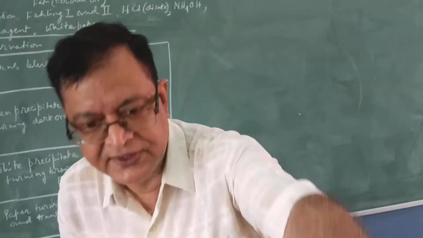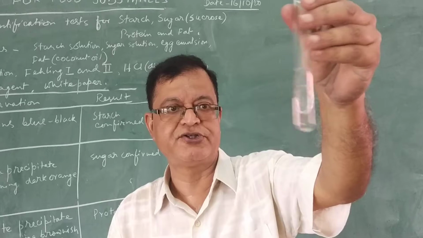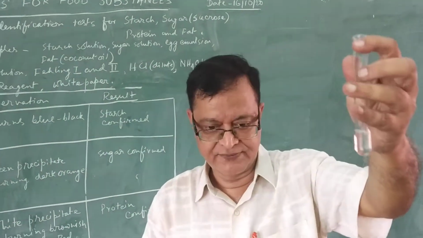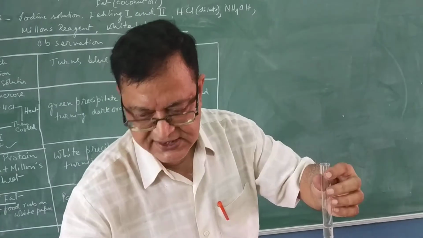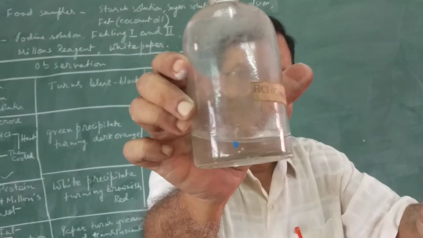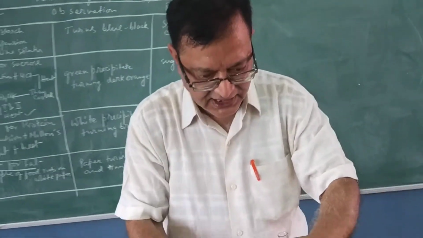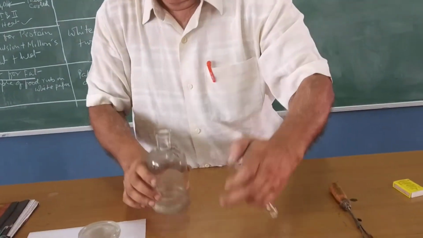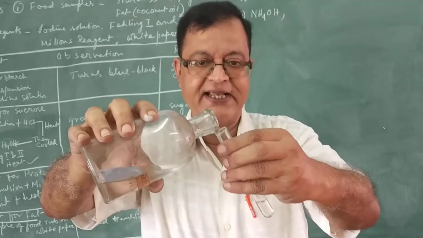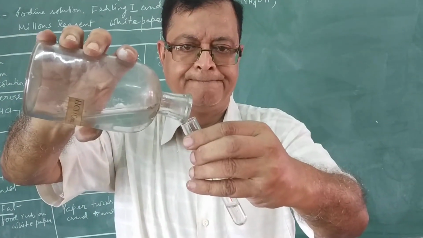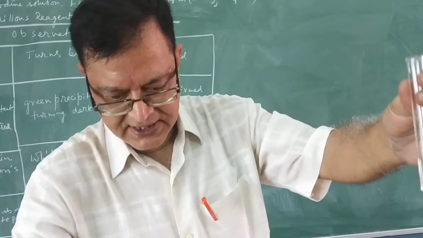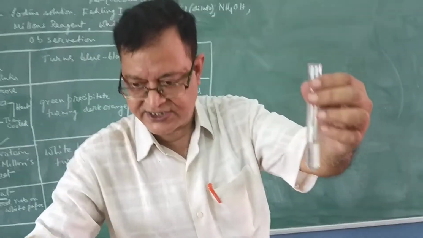Next we take sugar solution. This is a solution of sugar, sucrose. Then we add hydrochloric acid. This is hydrochloric acid. Now I am adding a little of it. You have to be very careful with hydrochloric acid. Then we have to heat it.